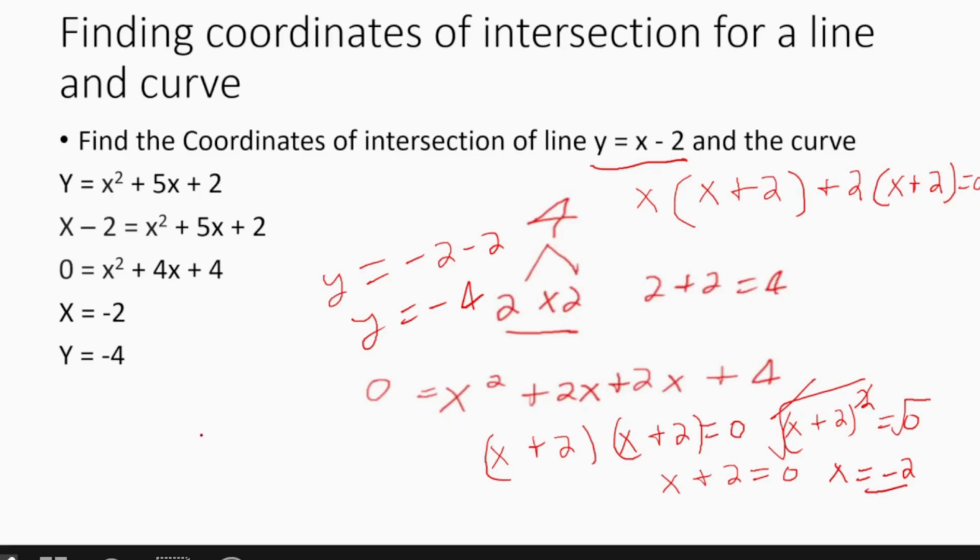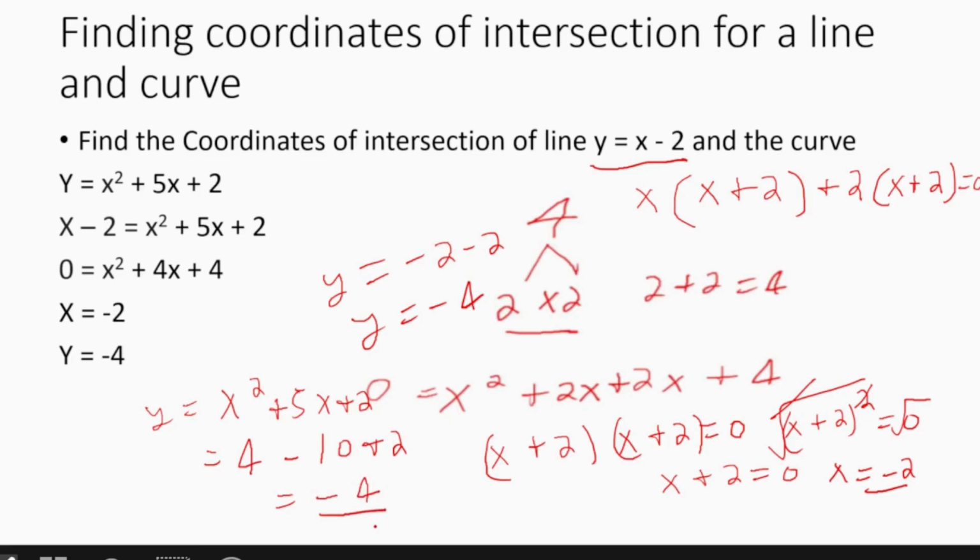For example, the curve has the equation y is equal to x squared plus 5x plus 2. So when you put minus 2 into this, x squared becomes 4. 5 into minus 2 becomes minus 10, plus 2. So as you can see, this becomes minus 6 plus 2, which is minus 4. Hence they have the same coordinate. This proves that our answer was right.